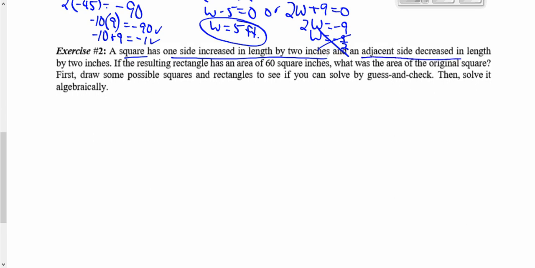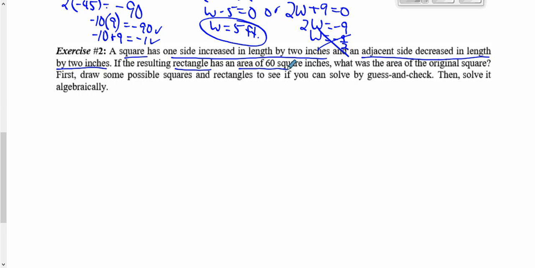And what? Yeah, there's more to the word problem, right? Okay, so we're adding 2 inches to one side and doing what? Okay. And what's the result of that? A rectangle, area 60. They want the original area of the square, which means we'll have to find the original side length of the square.